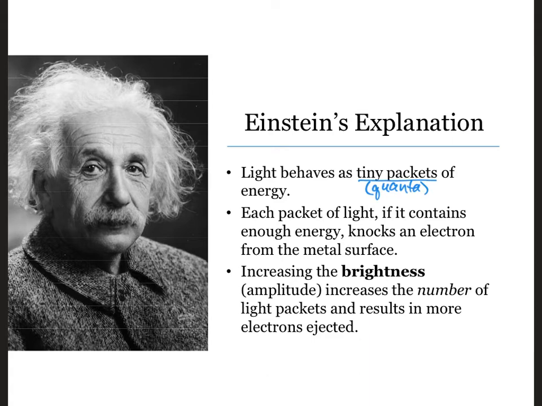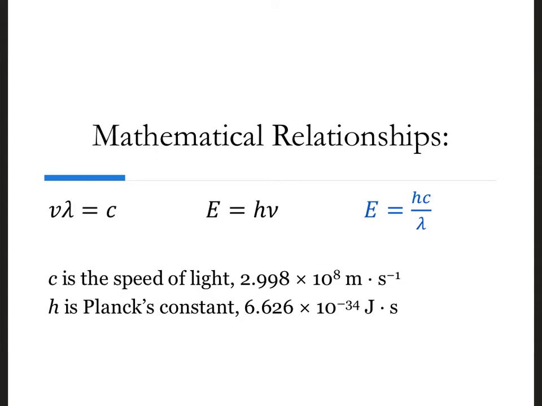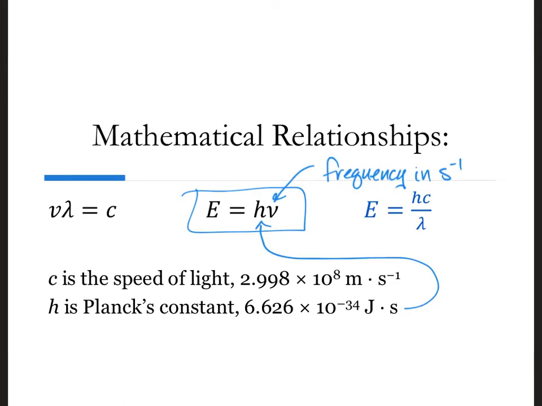Building off of the equation E equals h nu, we can quantify the energy needed to eject an electron. We see that the energy of a photon E is equal to Planck's constant, 6.626 times 10 to the negative 34th joule seconds, multiplied by the frequency of light in hertz. Combining this with the equation we introduced in the last lecture, we can modify E equals h nu, giving us E equals hc over lambda. This means that, given the wavelength or the frequency of light, we can calculate the energy of that light.